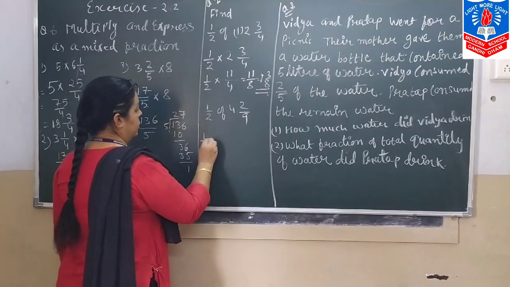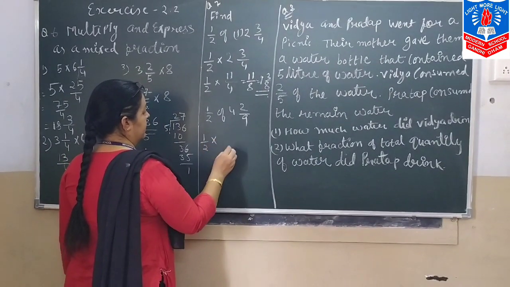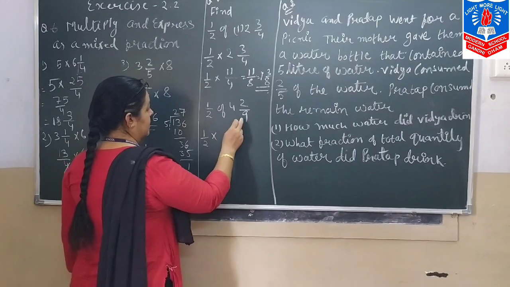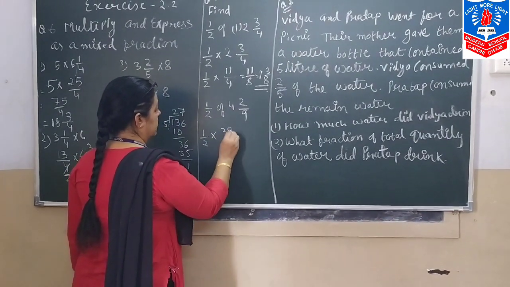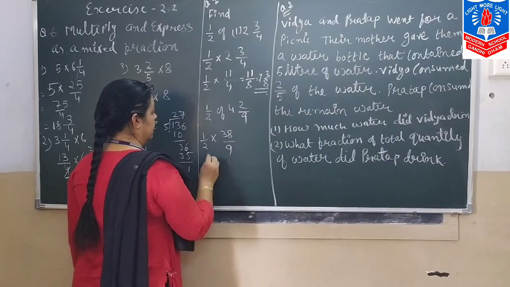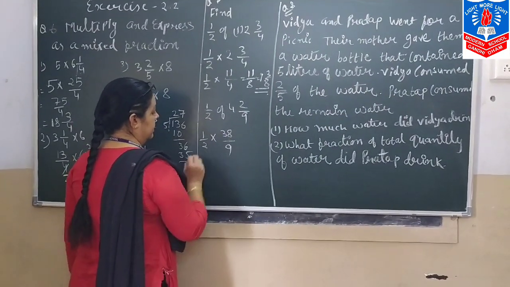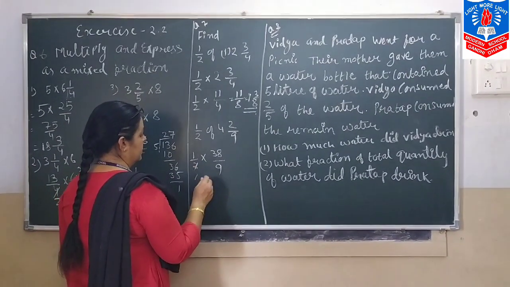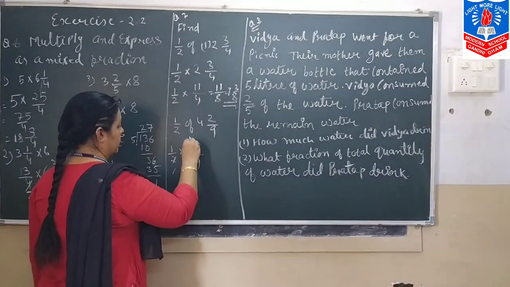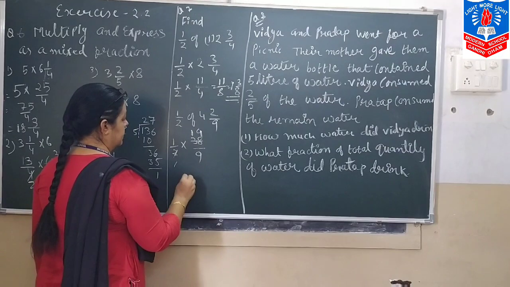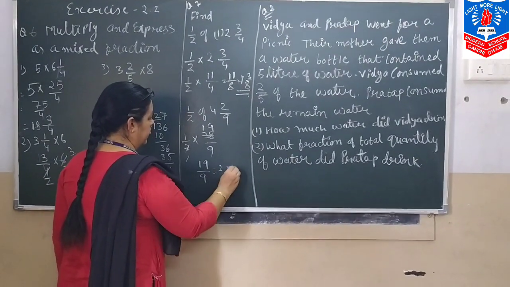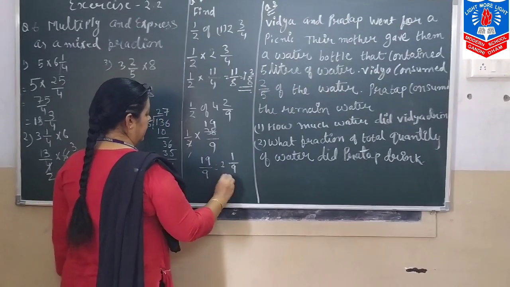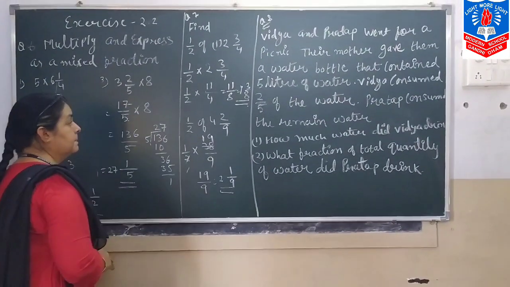In the same way, 1 by 2 of it means multiply. Here I convert into a simple fraction, 36 plus 2, 38 by 9. 38 is divisible by 2: 2 ones are 2 and 2 nineteens are 38, so 19 upon 9 is equal to 2 integer 1 by 9. That is your answer.